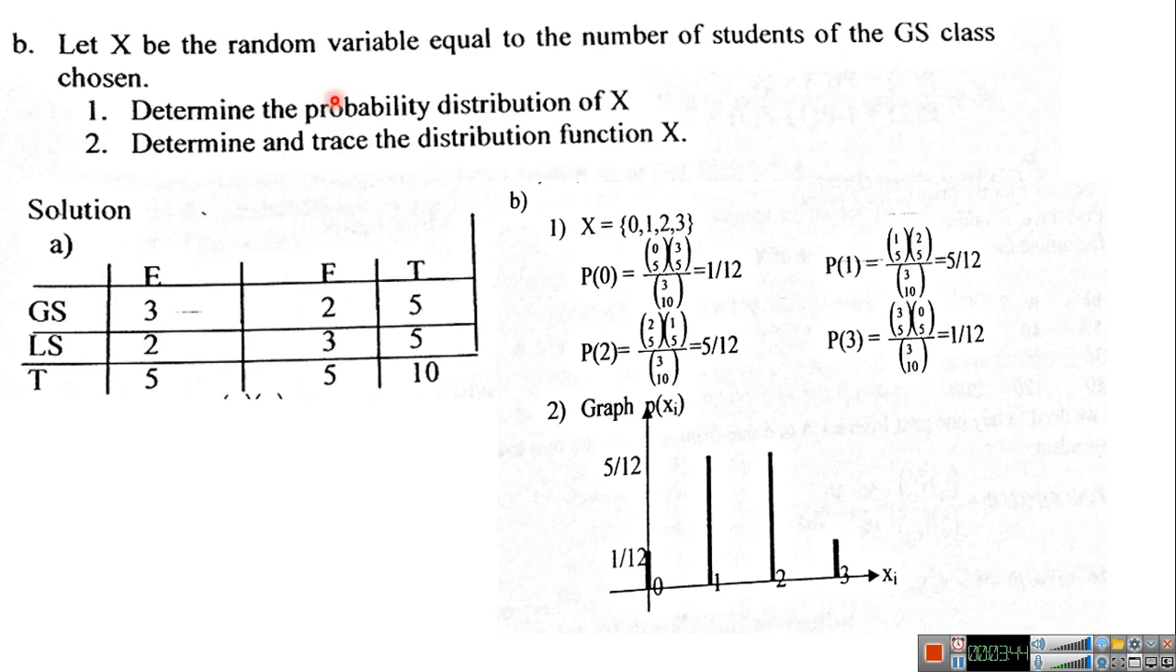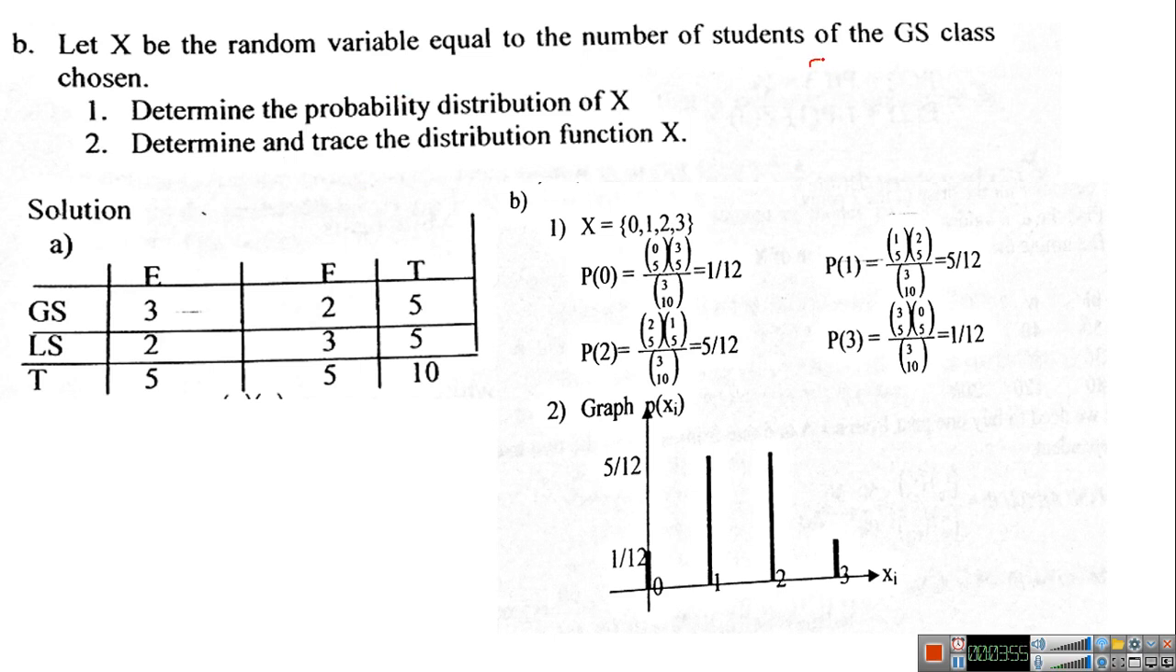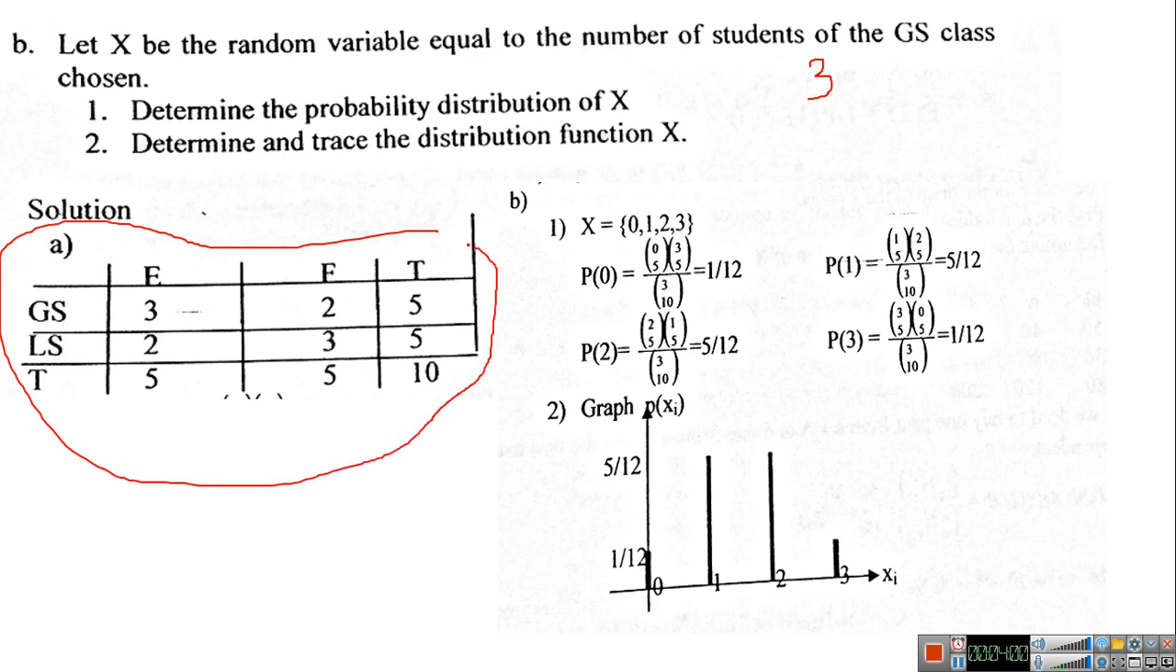Now let X be the random variable equal to the number of students of the GS class chosen. Now you want to pick how many students? We need to pick 3, okay? And from this pick, this is the table, I have copied it here also. So either you can pick 0, none from the GS, all will be from the LS, or out of the 3 you can have 1 from GS, or 2 from GS, or 3 from GS. So as I told you, random variable, you put all possibilities, okay?